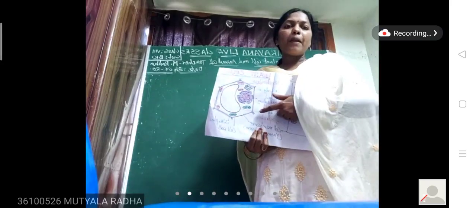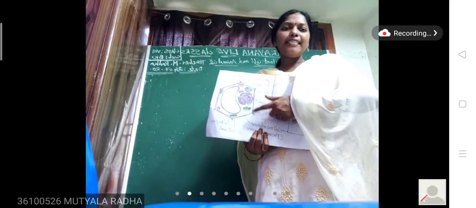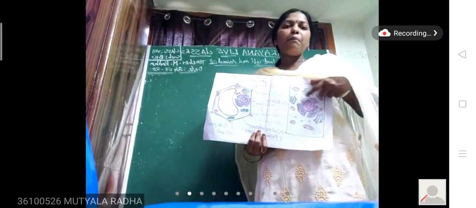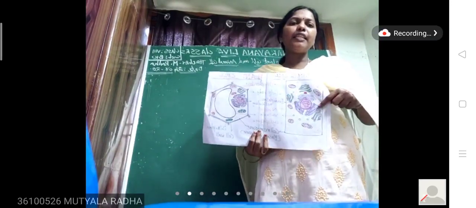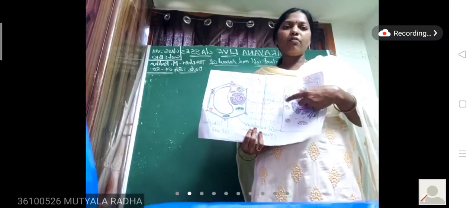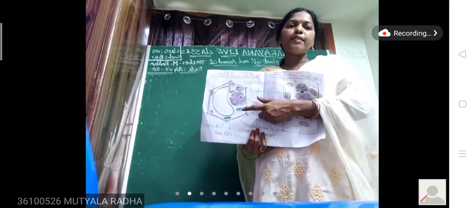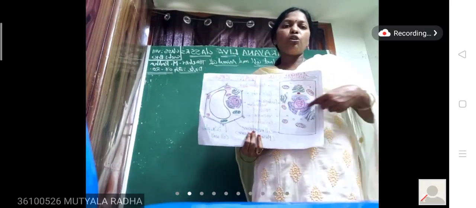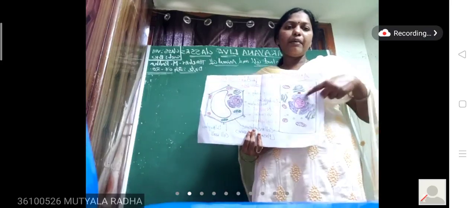Next, plastids. Plastids are present in the plant cell. Plastids are absent in the animal cell. One type of plastid is called chloroplast, which I showed in the plant cell. So chloroplast is present in the plant cell and absent in the animal cell.